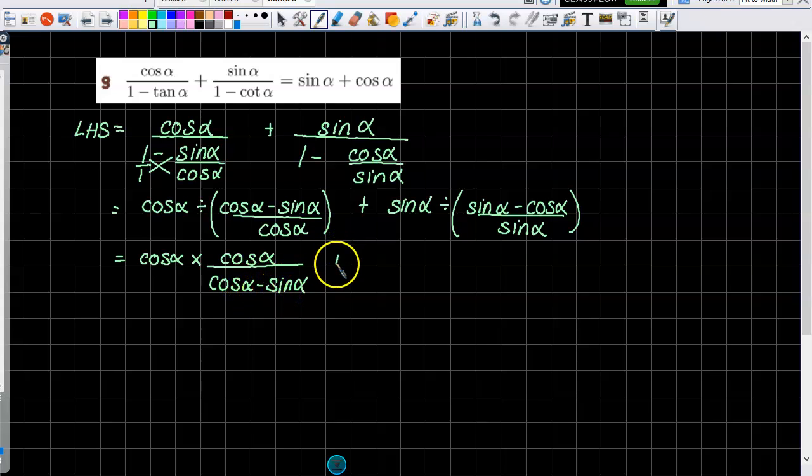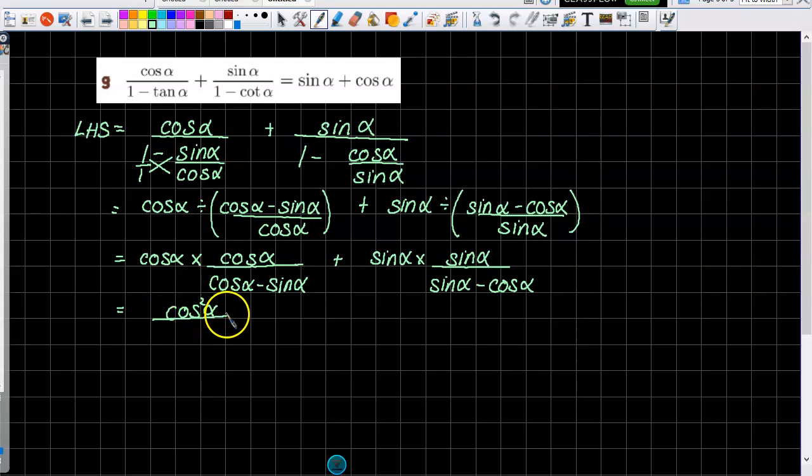So now we've got this, and on the other side I've got sine alpha times sine alpha all over sine alpha minus cos alpha, and I'm getting a little bit excited because what's cos times cos? Cos squared. And this is cos alpha minus sine alpha. And I tell you, if my denominators are the same, sine times sine is sine squared, I'm very excited because sine squared plus cos squared gives me 1.